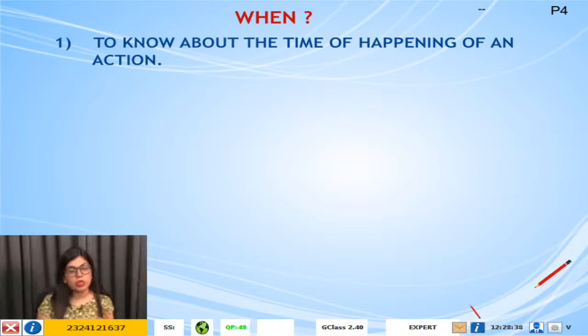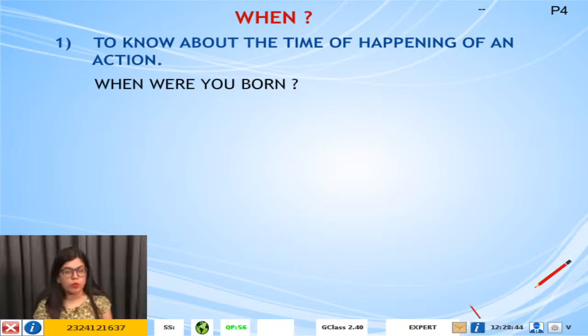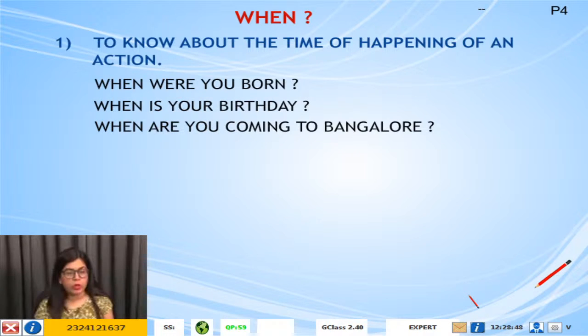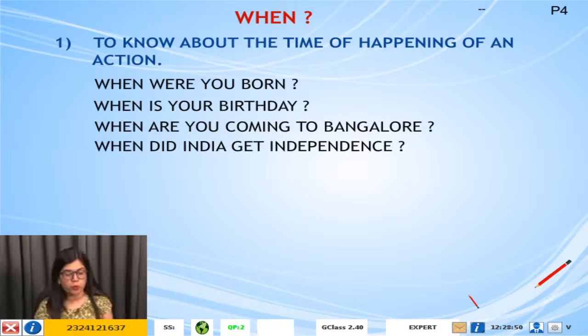So we use when to ask about what? The time of happening of an action, when something is going to happen. So, when were you born? When is your birthday? When are you coming to Bangalore? When did India get independence? Here we are using the question word when, then we are using these verbs: were, is, are and did.